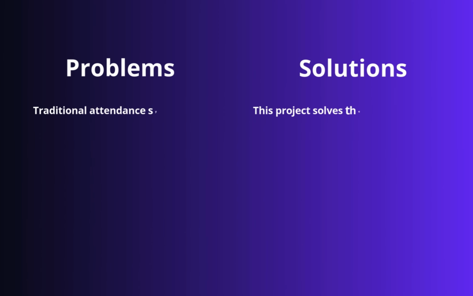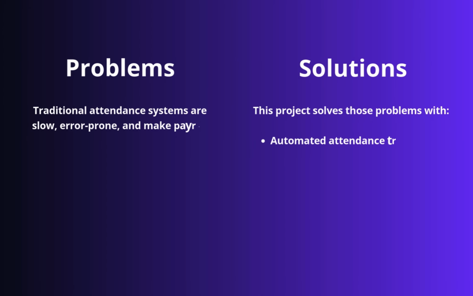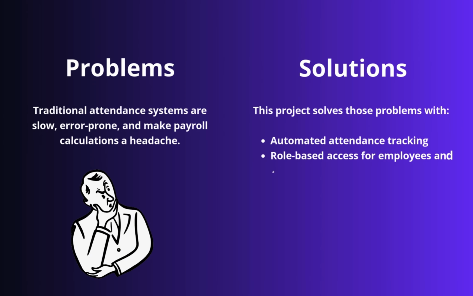So now, in this project, what problem have I solved? Let's go through that. Traditional attendance management systems are very slow, error-prone, and make payroll calculation a headache. This project solves those problems with an automated attendance system, role-based access for employees and admins, and reports and analytics for HR teams. Right. Now let me quickly show you how it works.